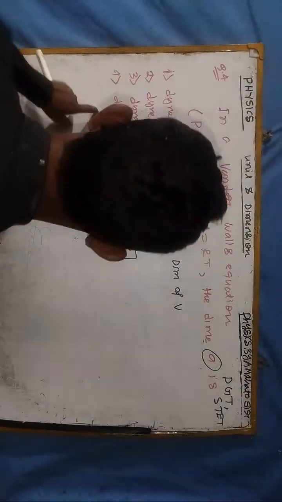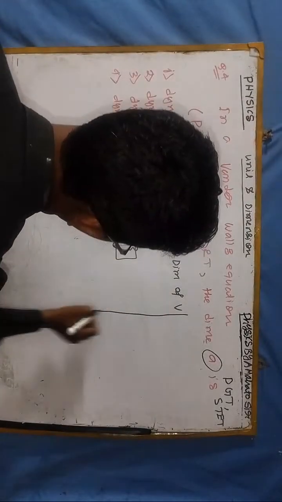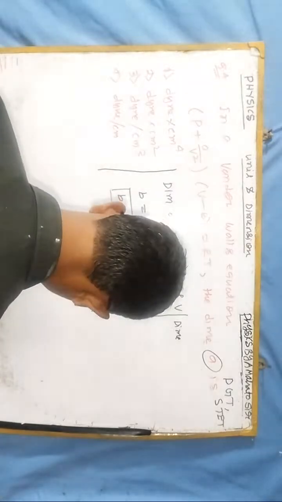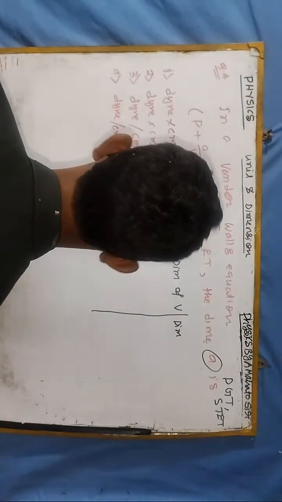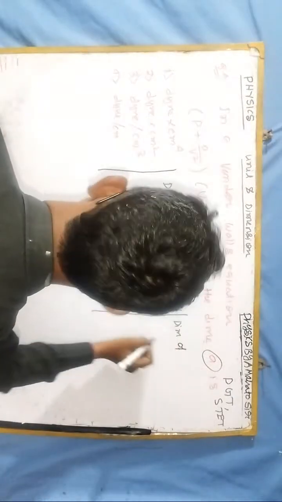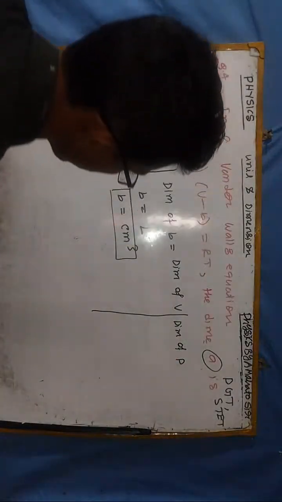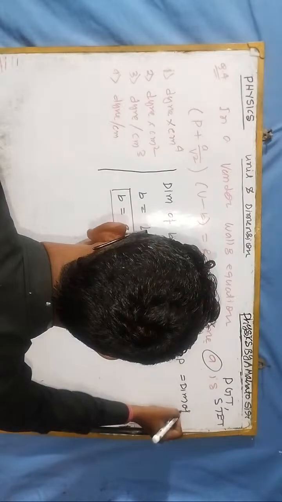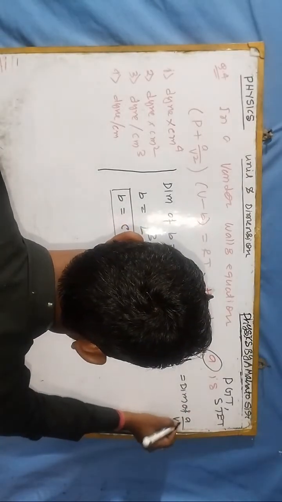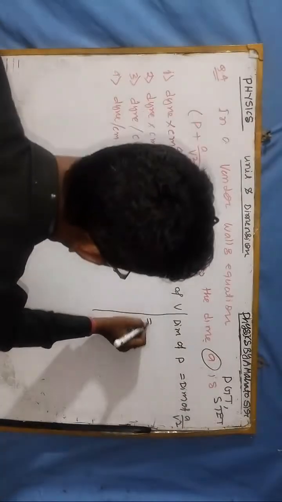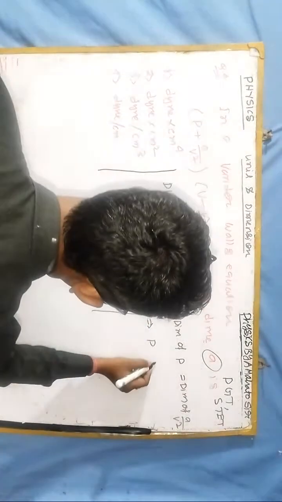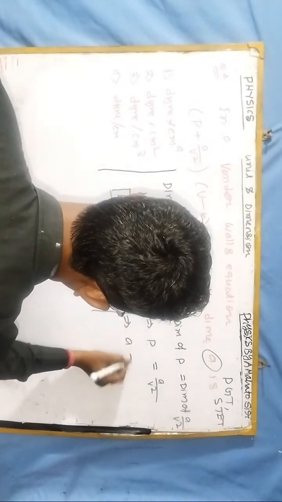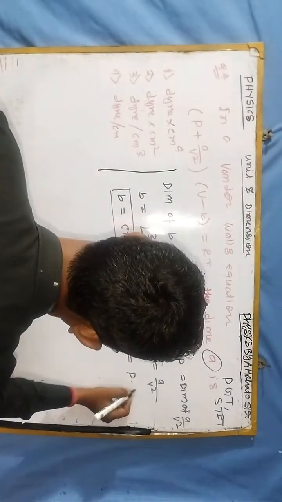Next, now compare the dimension of P. The dimension of P equals the dimension of a by V square. So the dimension of a equals P into V square.